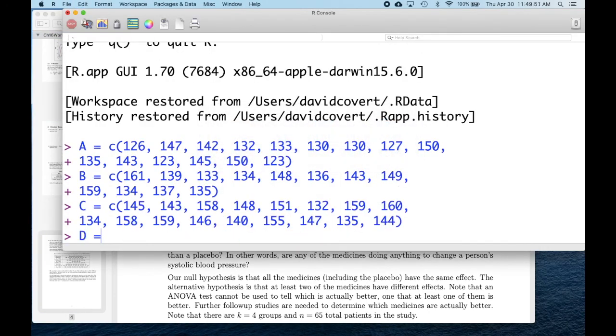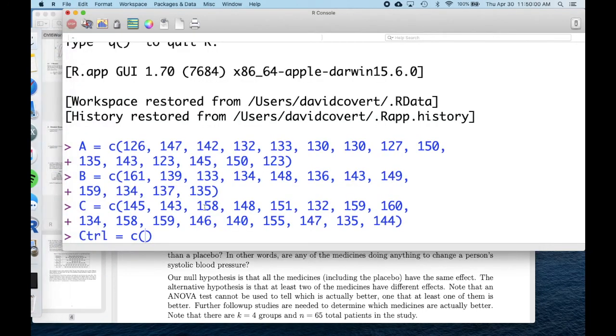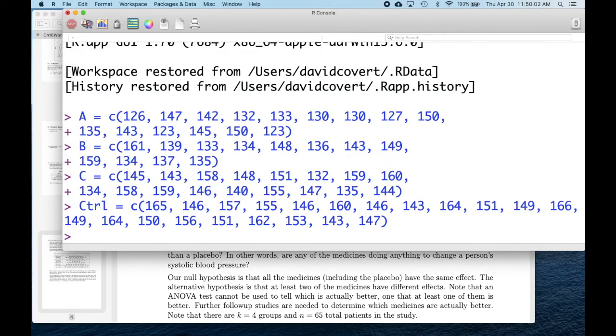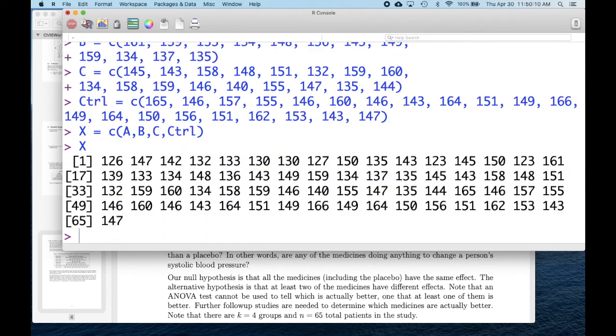Okay, so I'll just call it control group. All right, and so I'm just going to copy and paste the data there. And those are going to be our four sets. I'm going to let X be all of the data put together. Okay, so there should be 65, there we go, 65 values there.